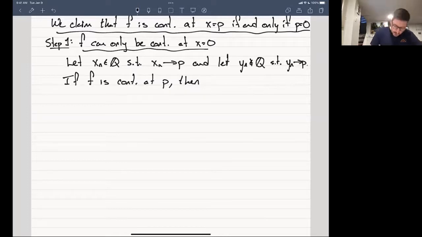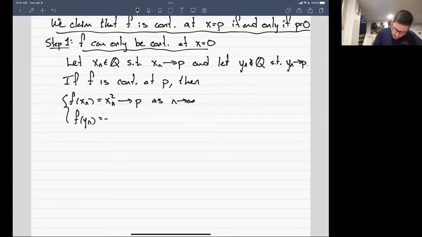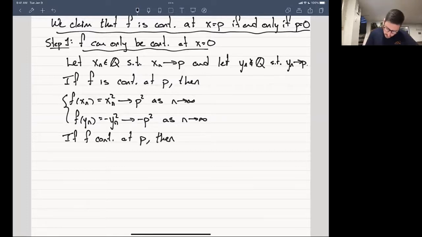Okay, so then f of xn is going to be xn squared, right? Because xn is a rational number, we can use the fact that xn squared is the convergent sequence xn multiplied by the convergent sequence xn. So this converges to p squared as n goes to infinity. Similarly, f of yn, this is an irrational number, so you get minus yn squared. But again, these are convergent sequences, yn times minus 1, and so therefore this converges to minus p squared as n goes to infinity. Sorry, I forgot the squared up here. And so if f is continuous at p, then these two limits have to equal each other. So p squared is equal to minus p squared, which implies that p is equal to 0.